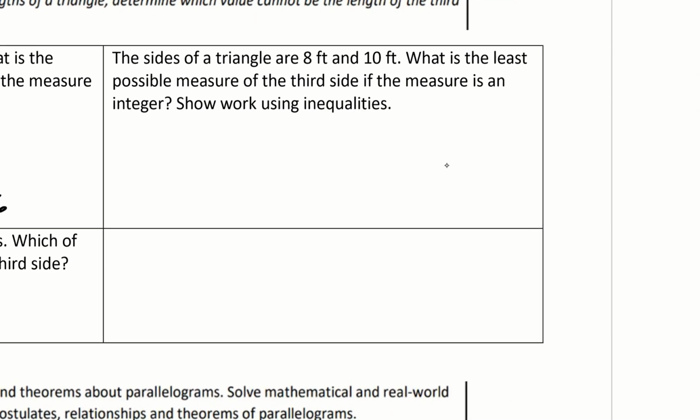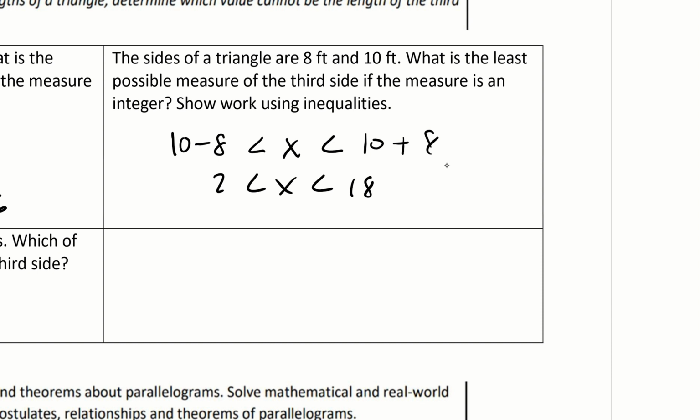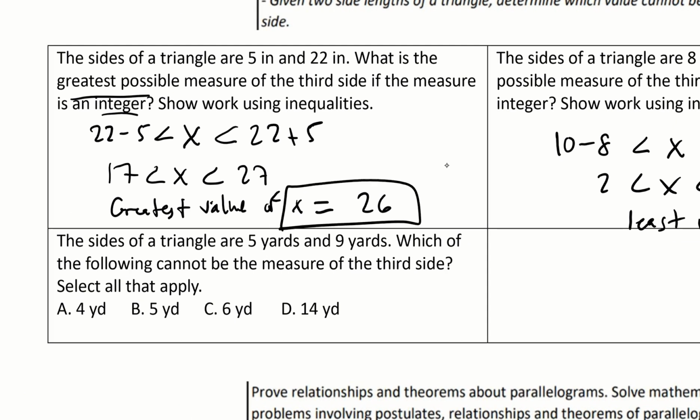For number 2, you're going to do the same thing. We've got 10 minus 8 is less than x is less than 10 plus 8. So x is between 2 and 18. The smallest possible measure of the third side, the least value of x, is going to be 3. The smallest value of x is 3 because once it hits 2, it can no longer form a triangle. It has to be strictly between 2 and 18. So the answer is x equals 3, and here x equals 26.